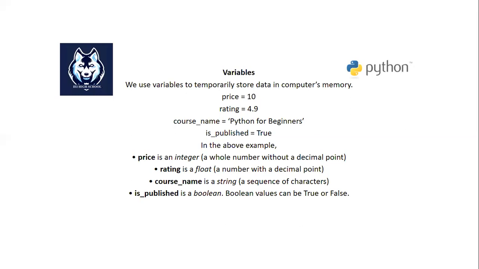We have four types of variables. We have an integer. An integer is a whole number without a decimal point, okay? Now, we also have floats, which are also numbers, but with a decimal point, like 4.9, where you see a rating here. Now, there is also a string, which is a sequence of characters. A sequence of characters could be anything that has characters on it, like a word, a sentence, etc.